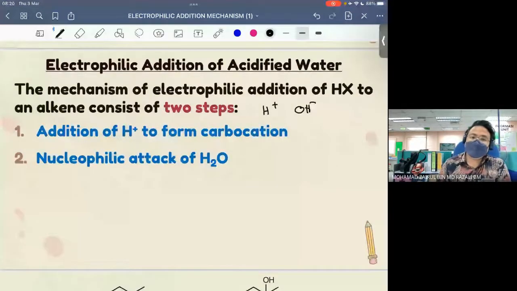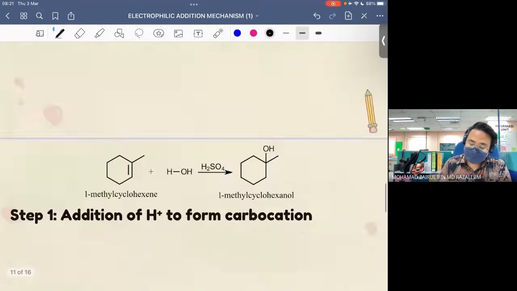Okay, so sekarang ni dia sama je macam tadi. So the first step itu involve the formation of carbocation. Remember that the formation of carbocation is the slow reaction. Sebab apa? Sebab dia adalah rate determining step, which is dia kena overcome highest energy transition state. Okay. So contohnya kalau saya ada ni.